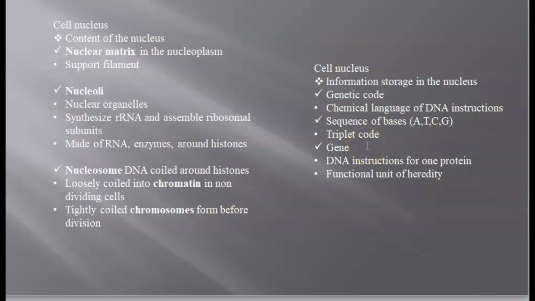And if we are talking about the triplet codons of the DNA, out of this A, T, C, and G, at the end you have three codes that will make a codon. And that's what we are talking about. Triplet codon means three of these codes.